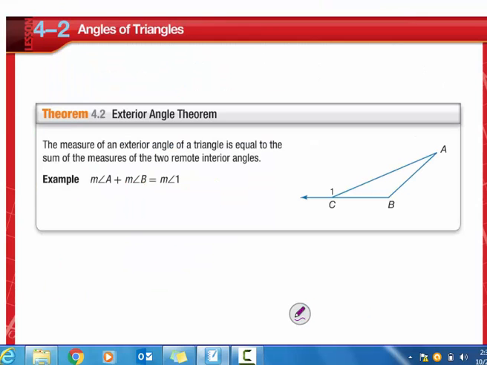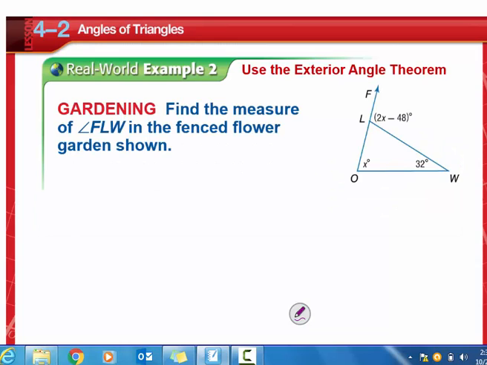Exterior angle theorem. This says that the measure of the exterior angle, it's right here, the angle outside of the polygon, is equal to the sum of the measures of the two remote interiors, meaning it equals the measure of angle A plus the measure of angle B. So you see here the measure of angle A plus the measure of angle B equals the measure of angle 1. So let's use that to find the measure of angle FLW in the fenced in flower garden.